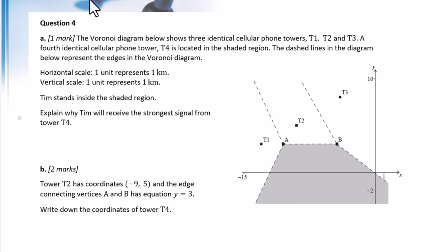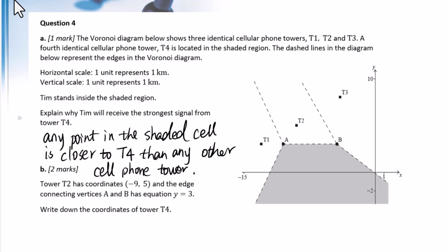Question 4. The Voronoi diagram below shows the three identical cell phone towers, T1, T2, and T3. A fourth identical cell phone tower, T4, is located in the shaded region. Dashed lines in the diagram below represent the edges in the Voronoi diagram, which means all these dashed lines are perpendicular bisector lines. Tim stands inside the shaded region. Explain why Tim will receive the strongest signal from tower T4.